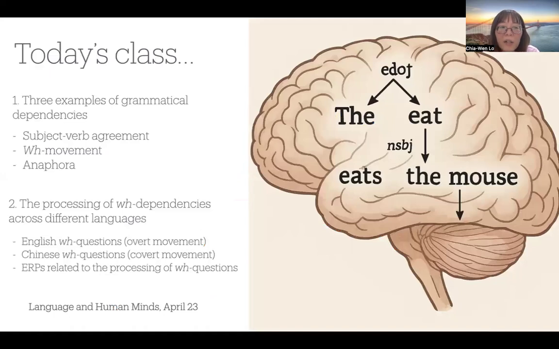So in today's class, we learned three examples of grammatical dependencies: subject-verb agreement, WH movement, and anaphora. And then we learned more about the processing of WH dependencies across different languages. You now know two different types of WH questions. The first is overt WH movement, like English, and the other type is covert WH movement, like the Chinese language. And then we learned some ERP components that relate to the processing of WH questions.